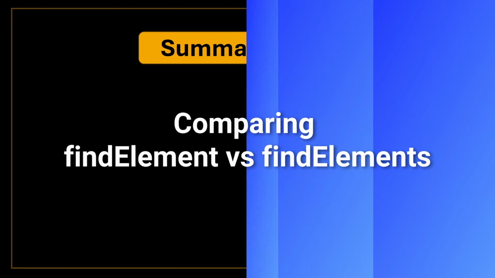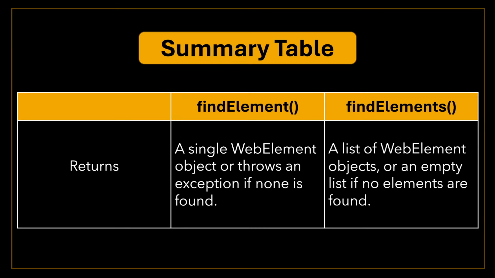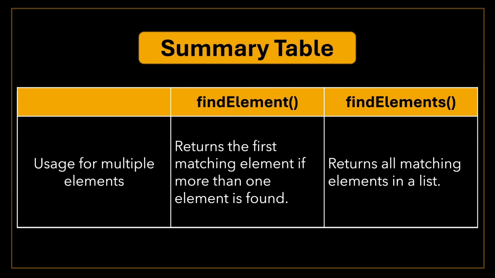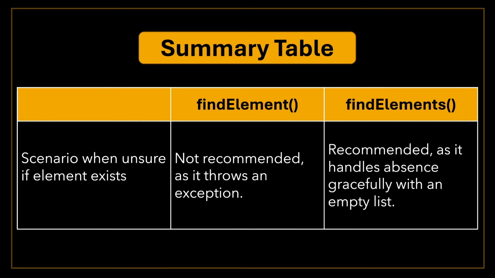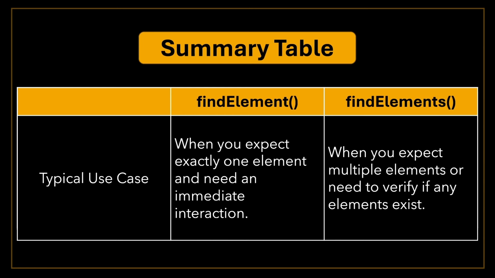Let's summarize the comparison. The findElement method returns a single WebElement and throws a NoSuchElementException if none is found. On the other hand, findElements method returns a list of WebElements or an empty list if no element matches, without throwing any exception. While findElement method gives you the first matching element when multiple are found, findElements method returns all matching elements in a list. When you are uncertain whether an element exists, findElements is the better choice as it handles the absence of elements gracefully. Use findElement method when you expect exactly one element and need to interact with it immediately.